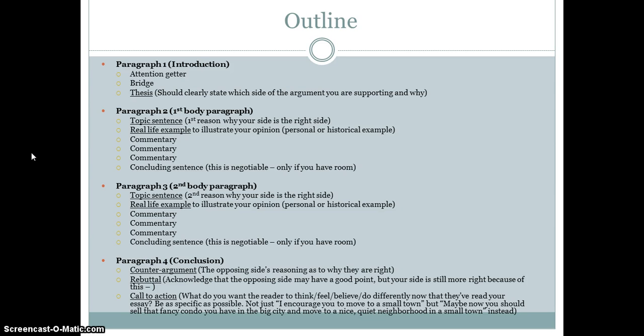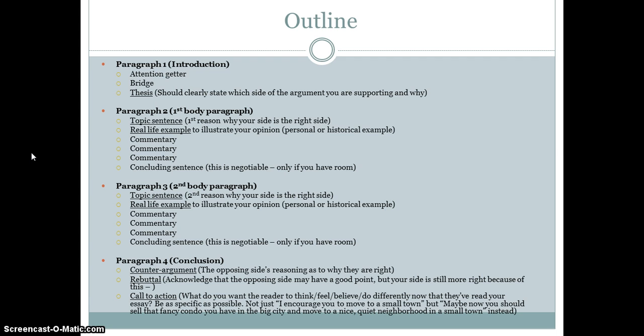Next, each body paragraph should focus on a separate reason why your side of the argument is the right side of the argument. You should begin your body paragraph with a topic sentence. Just like the thesis tells us what the whole essay will be about, the topic sentence tells us what just the paragraph will be about. You will then support your topic sentence with a real-life example of that particular reason.